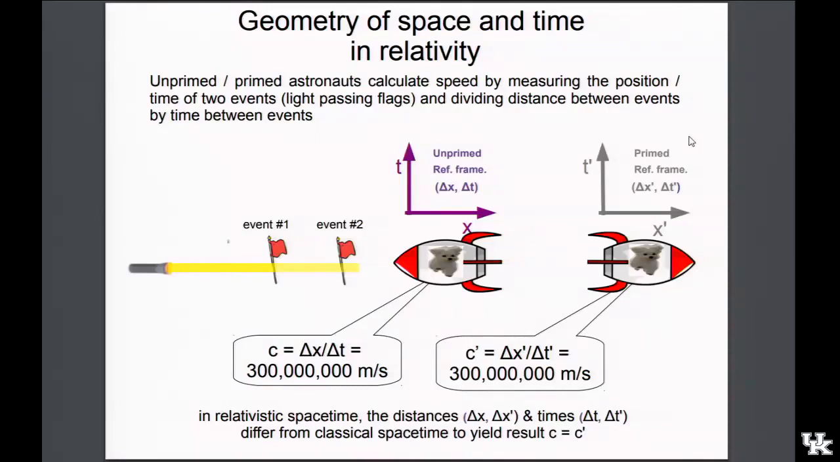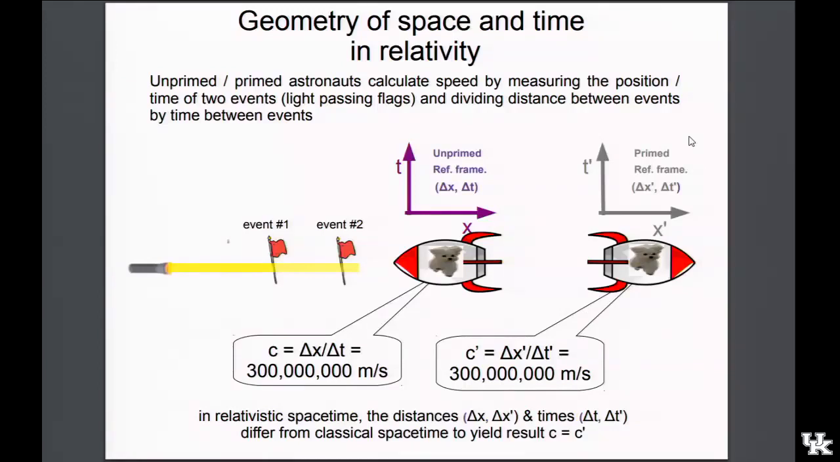So in the unprimed reference frame, that calculation is basically, well, delta x is the difference in locations of these two events. So that's the distance traveled. Delta t is the difference in times of these two events. So that's the elapsed time. And if I take the distance traveled divided by elapsed time, I'm going to get the speed of light.